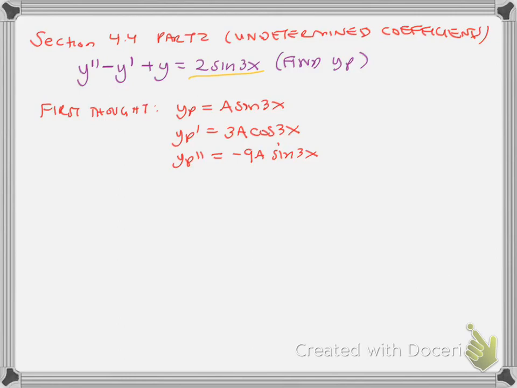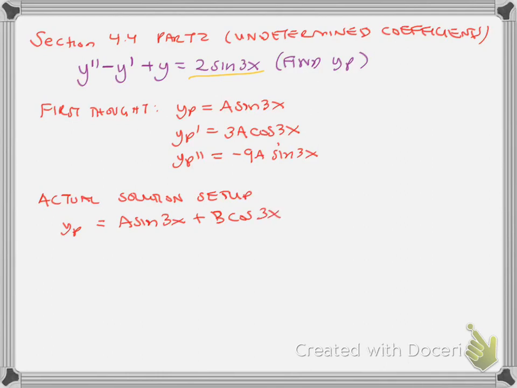Now our issue is we don't have a cosine, right? There's no cosine on the right hand side. And so that would be our first thought, but whenever there's a sine or a cosine, the actual solution setup, you need to bring them both in. So a sine 3x plus b cosine of 3x, okay?